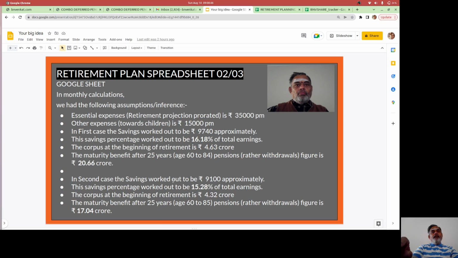In the second case, the savings worked out to be 9,100 approximately. This savings percentage worked out to be 15.28% of total earnings. The corpus at the beginning of retirement was 4.32 crore against 4.63 in the previous case. This is because of the reduced inflation percentage. The maturity benefit after withdrawing pensions for 25 years, from age 60 to 85, is 17.04 crore, 17 crore 4 lakhs.